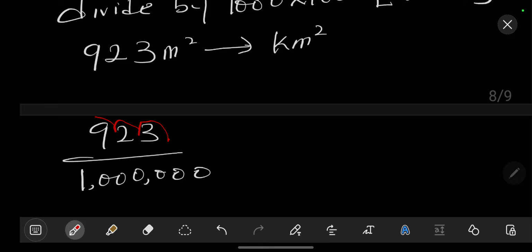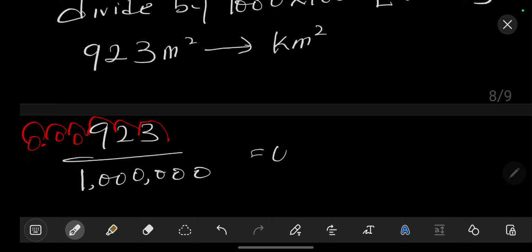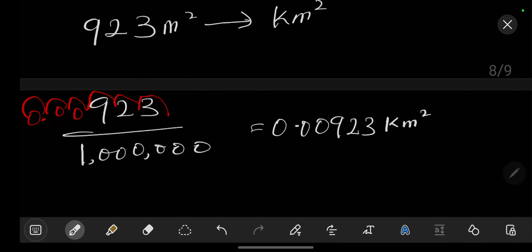1, 2, 3. Once you get here, a point is created. And that point is created here. You're going to move backward. You have 1 zero created. That would move 1, 2, 3, 4 places. 5, another zero. 6, another zero. So your point is finally here. Now here you're going to have 0.00923 kilometers square. Well, as always, if you're unsure of your answer, you can always confirm that with a calculator.